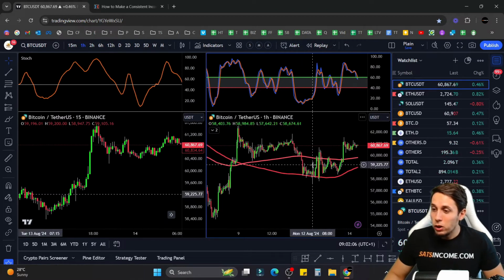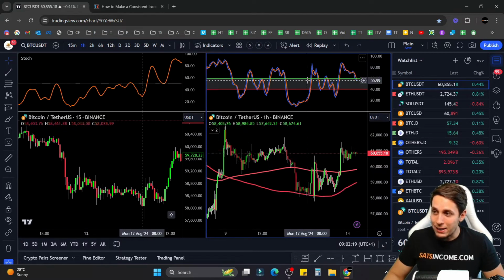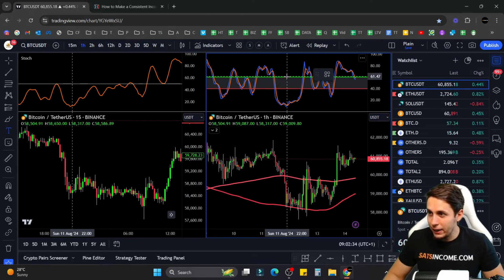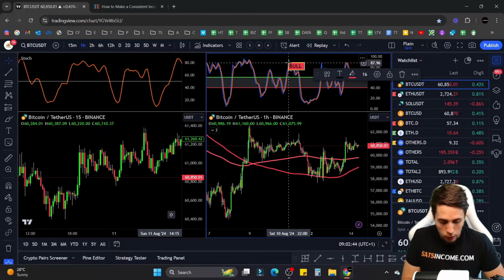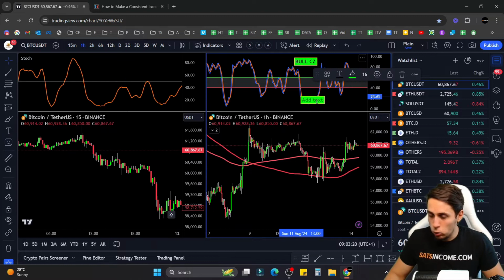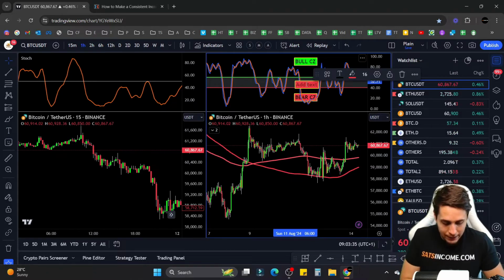Now let's talk about the rules. We're gonna start with our right chart right here and the stochastic indicator. What I want you guys to remember is that the area here between 60 and 100 is the bull control zone. The area from 40 down to 0 is the bear control zone, and the area between the 40 and the 60 is a neutral zone.